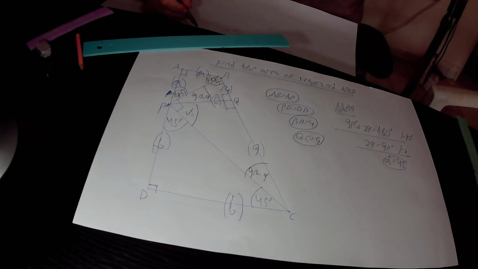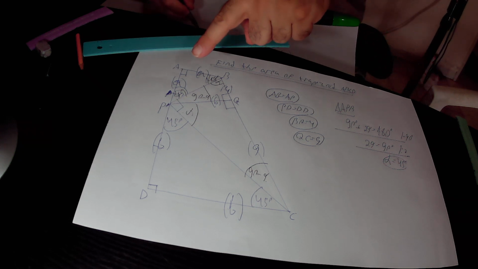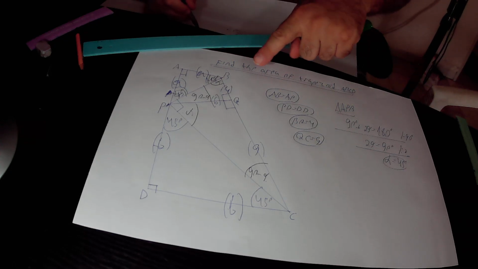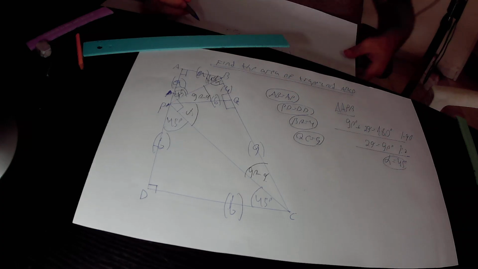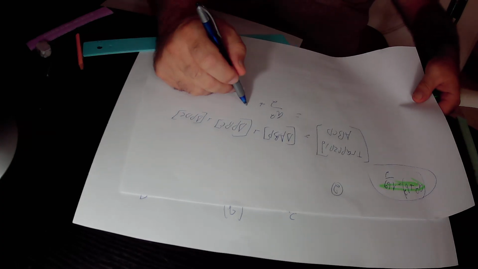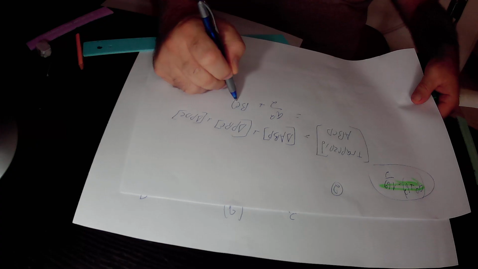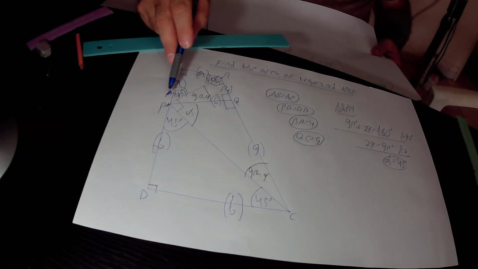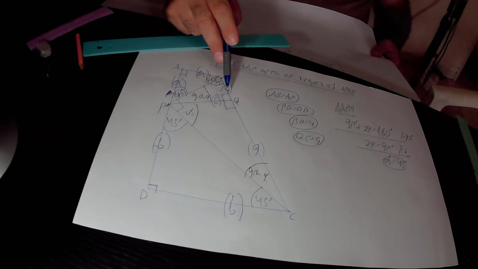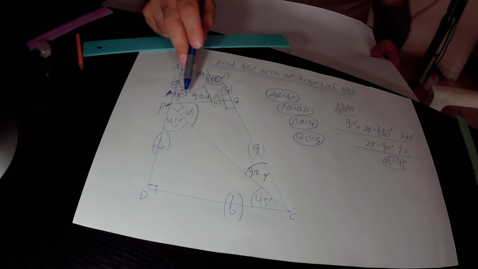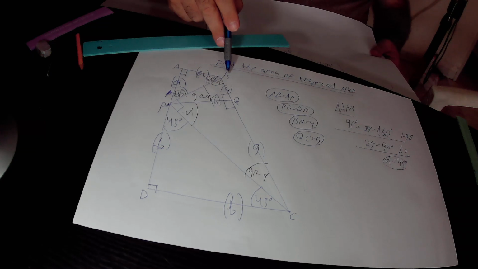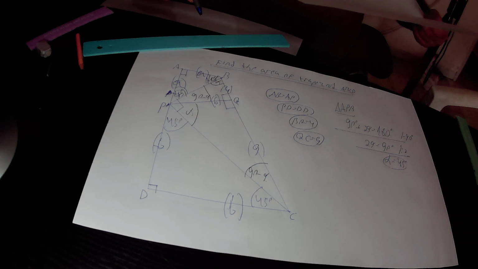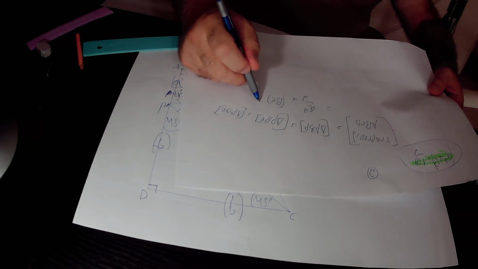What is the area of this triangle PBC? The area of triangle PBC equals the base, that is BC, times the height. The height is PQ. Why is the height PQ? Because PQ creates 90 degrees with the base BC. So the height is PQ, over 2.